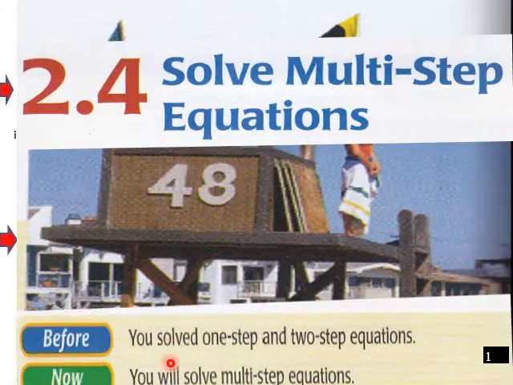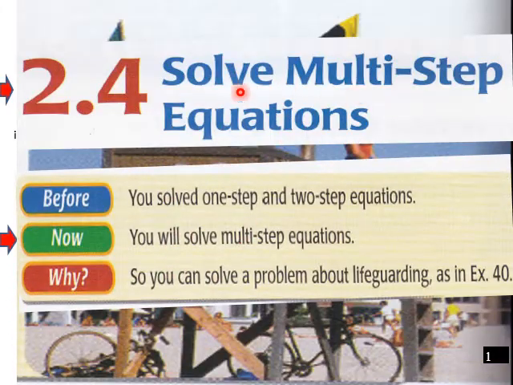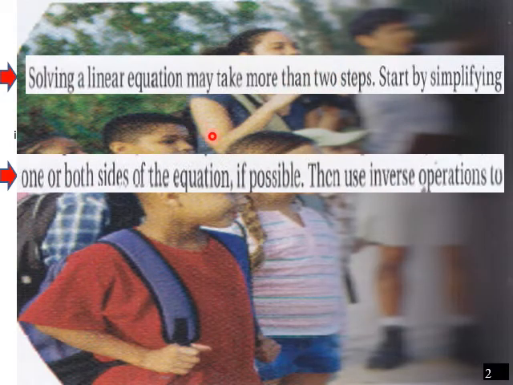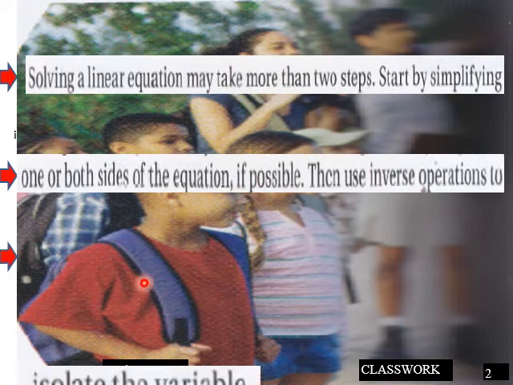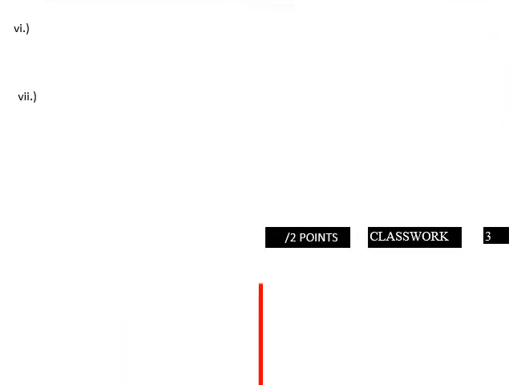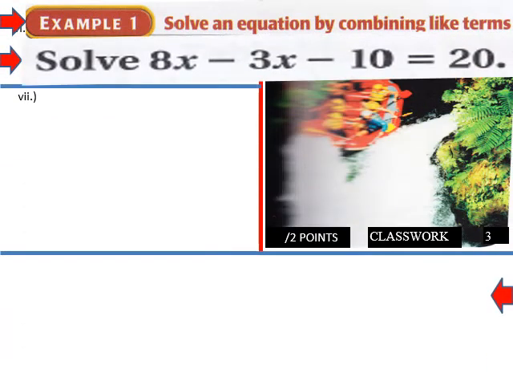Okay, so 2.4, solving multi-step equations. You saw one-steppers and two-steppers, so now solve a multi-stepper. Solving a linear equation may take more than 2 steps. Start by simplifying one or both sides if possible, then use inverse operations to isolate the variable. So isolating the variable is really crucial in solving equations.